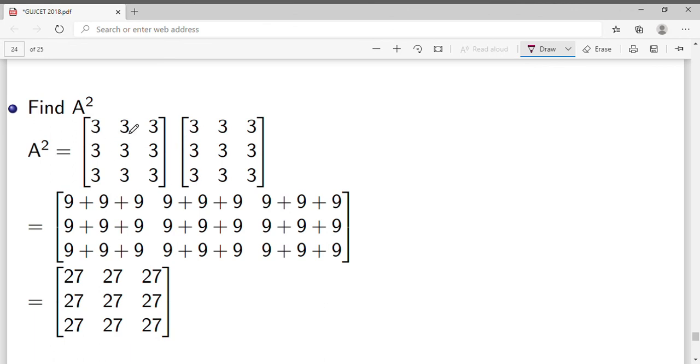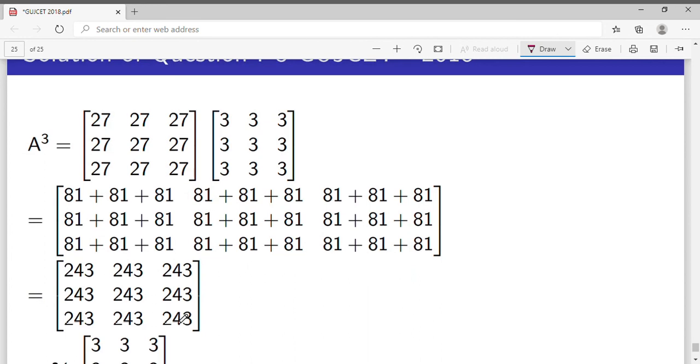So what we get, 3 threes are 9 plus 9 plus 9. So here we have all elements the same. After addition, we get 27 in every element of the matrix. So A square contains all elements the same, 27. After that, find A cube. So A cube is equal to A square into A matrix. Again multiplication. So 27 times 3 is 81 plus again 81 plus 81. If we do the multiplication for all elements, we get the same numbers. So after adding we get 243.